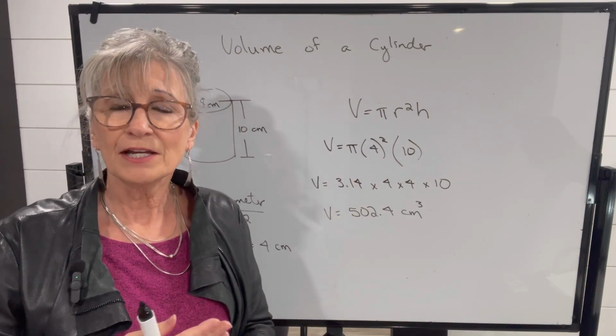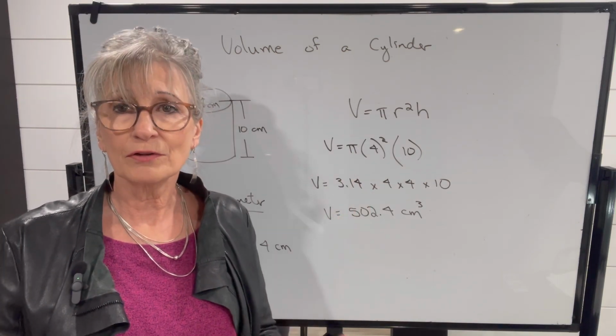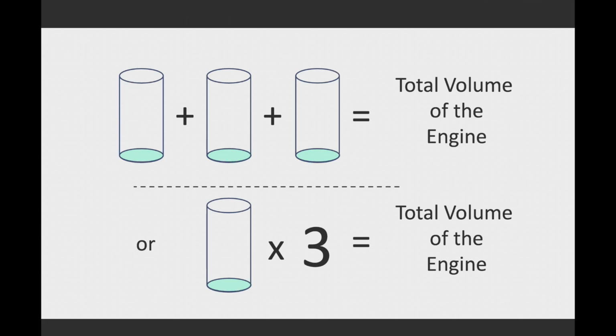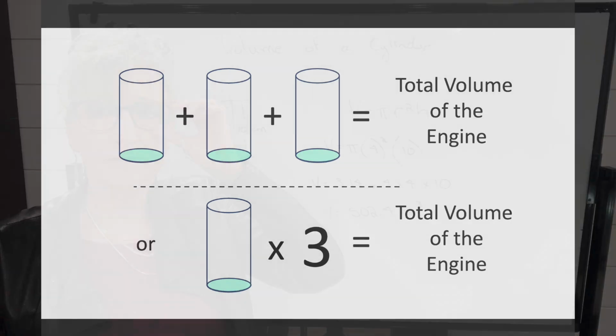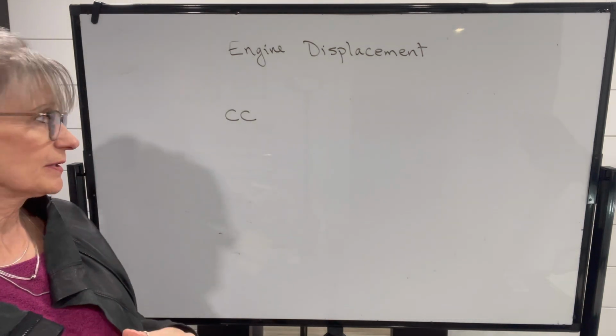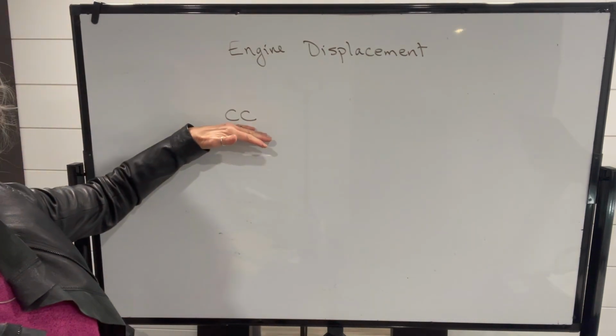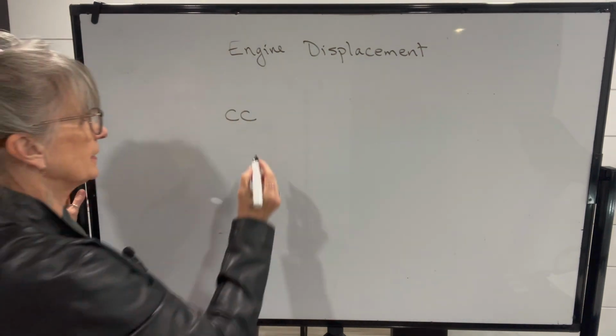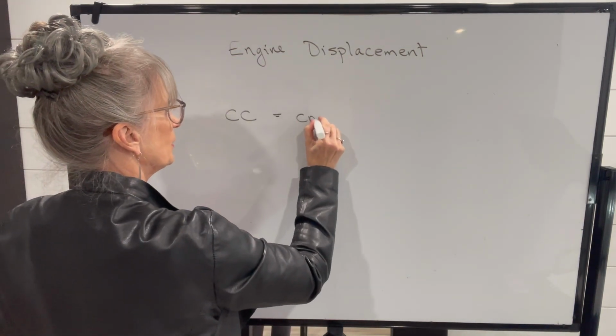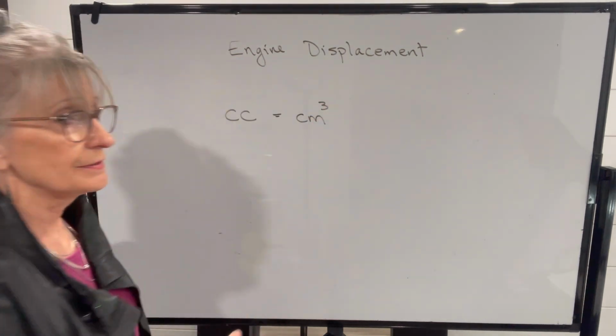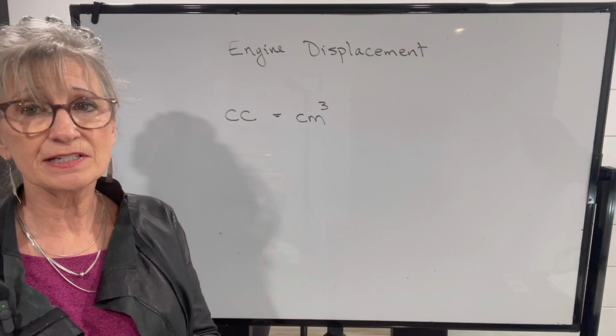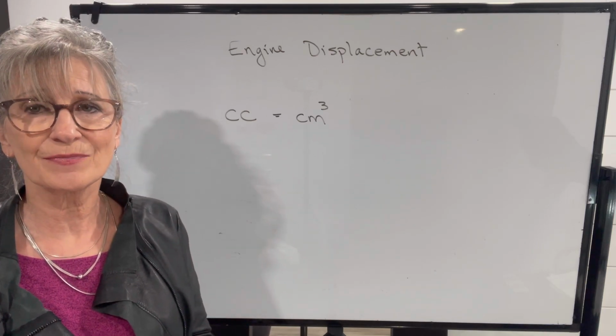When we're finding engine displacement, we're finding the volume of all of the cylinders. So basically all we need to do is multiply our volume formula times the number of cylinders. When talking about engine displacement, sometimes you will hear the unit cc. I want you to understand that that is simply cubic centimeter. So if you see 500 cc's, that's 500 cubic centimeters.